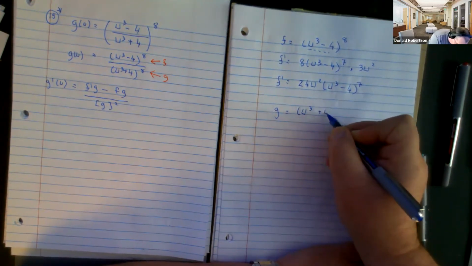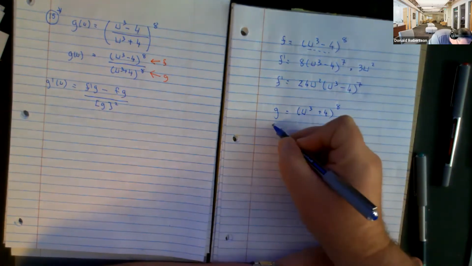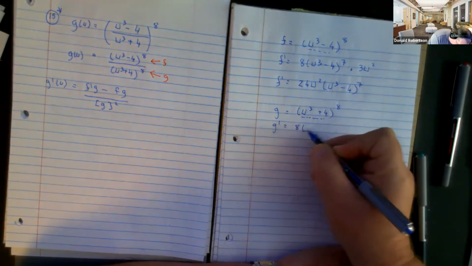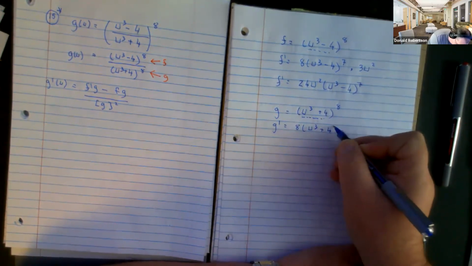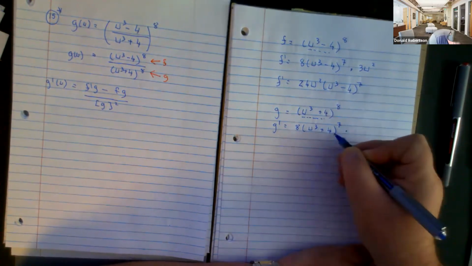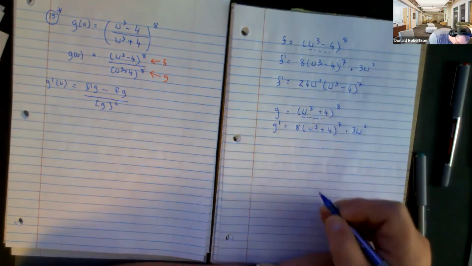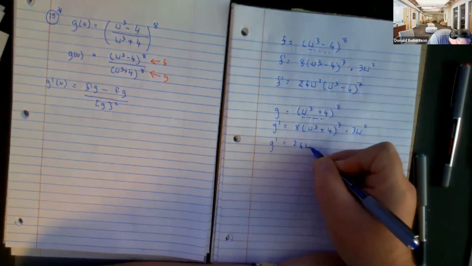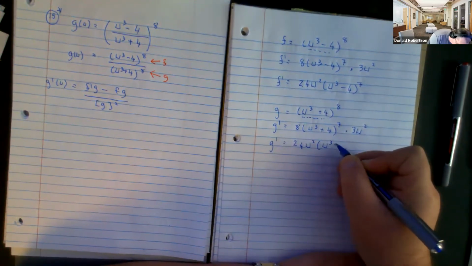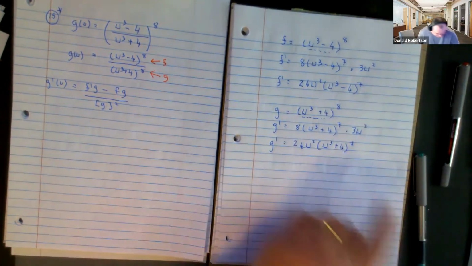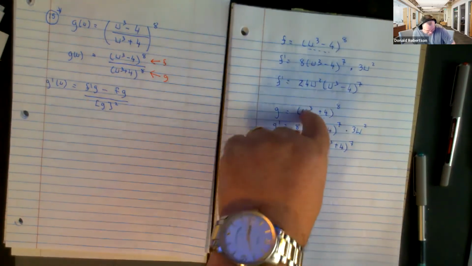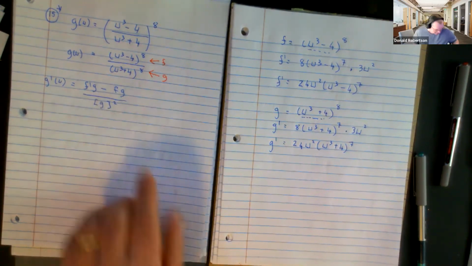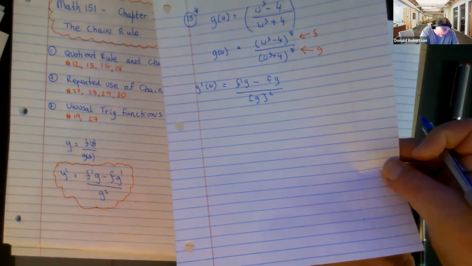g is almost identical to it. It's that guy. Again, this is the inside function. So we're going to get 8 times u cubed plus 4 to the 7 times the derivative of the inside function, which is also that guy. And so we're going to get 24 u squared times u cubed plus 4 to the 7. So the f and the derivative, the g and the derivative, I've done these at the side. Now I'm going to plug them into here and make everything hopefully look pretty.